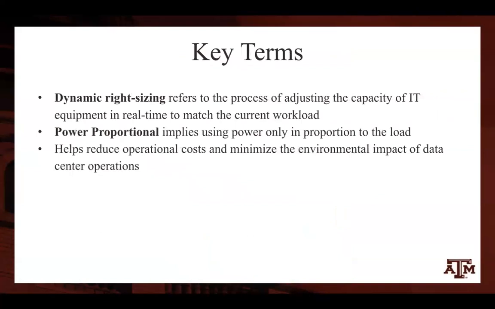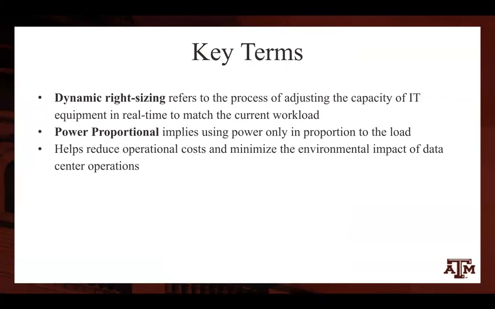Before proceeding, let's first discuss some key terms that are used throughout this paper. First is dynamic right sizing. As introduced earlier, dynamic right sizing can be defined as the process of adjusting the capacity of the data centers in real time to match the current workload. This is important because it can prevent over provisioning or under provisioning of servers in the data centers, which can lead to wasted energy and increased costs. In this paper, we talk about some algorithms which try to implement this idea and then analyze their results.